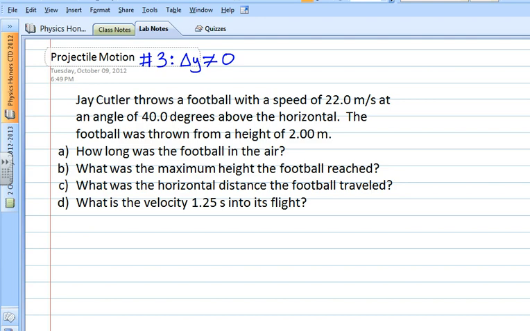So for example, Jay Cutler throws a football with a speed of 22 meters per second at an angle of 40 degrees above the horizontal. The football was thrown from a height of 2 meters, and we want to find how long it was in the air, what its maximum height was, what horizontal distance it traveled, and what its velocity was 1.25 seconds into its flight. So really parts B, C, and D are similar to what we've done before, but part A is what's a little bit different.